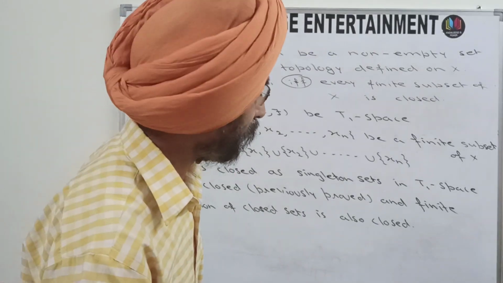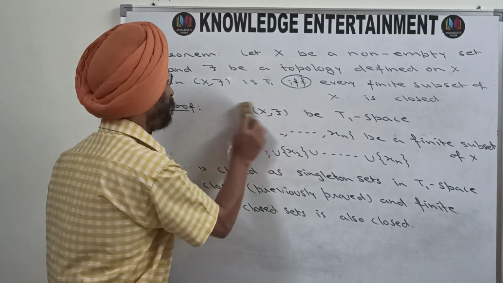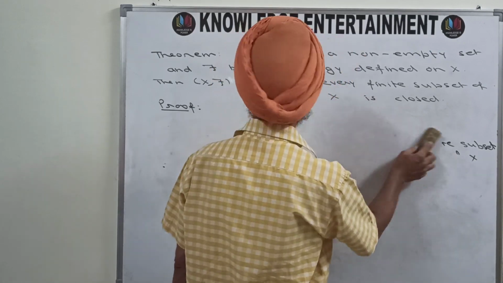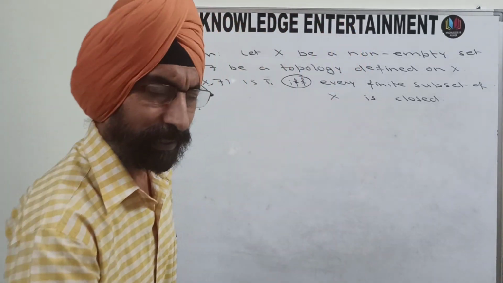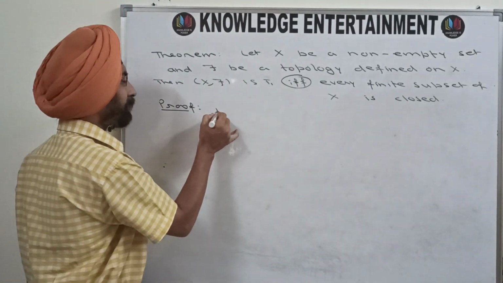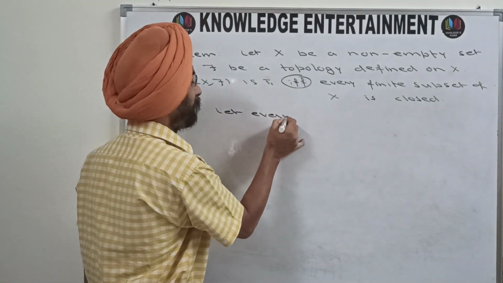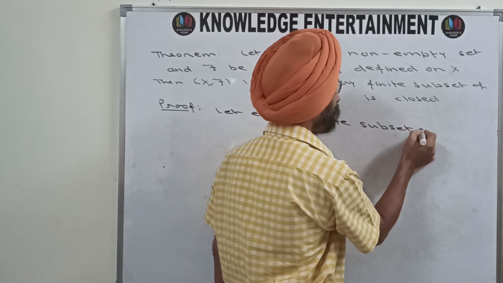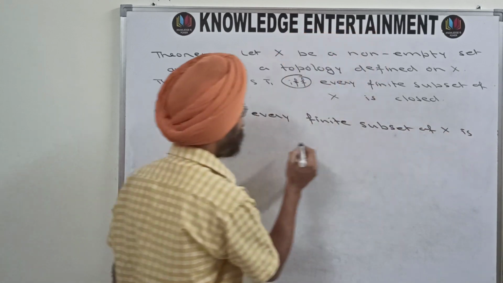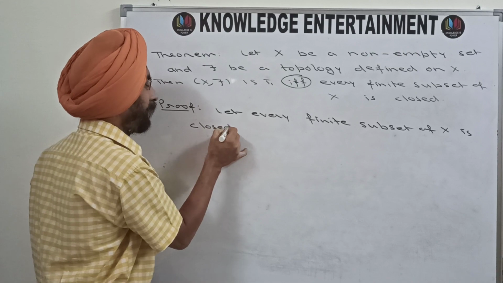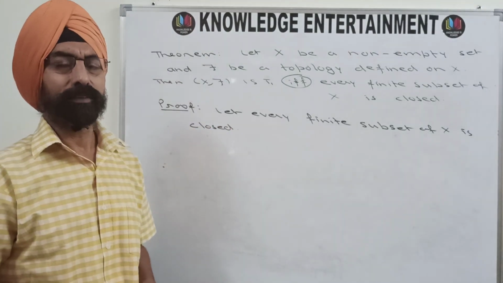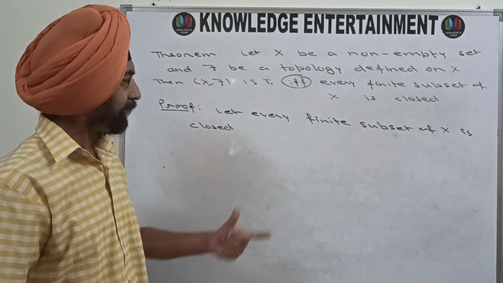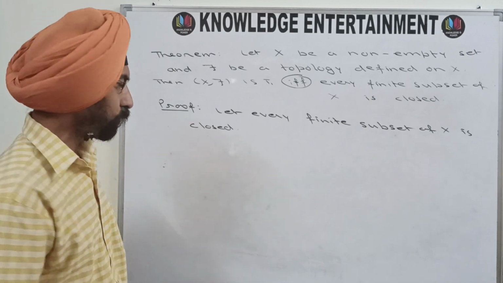And now we will move on to the converse part. For the converse part, we will suppose that every finite subset of X is closed. And now what we want to prove? We want to prove that the space (X, tau) is a T1 space. And we are given that every finite subset of X is closed.